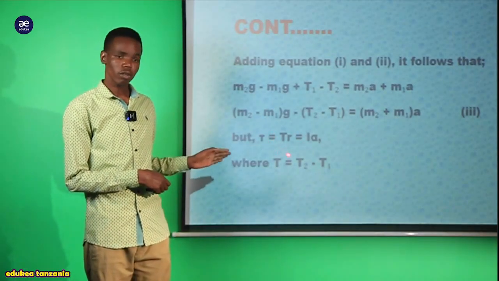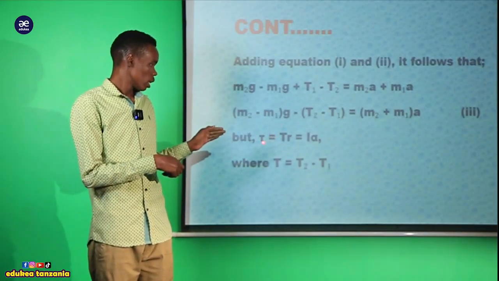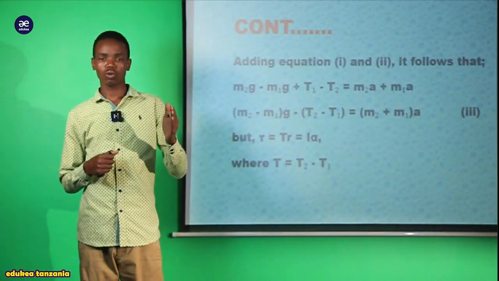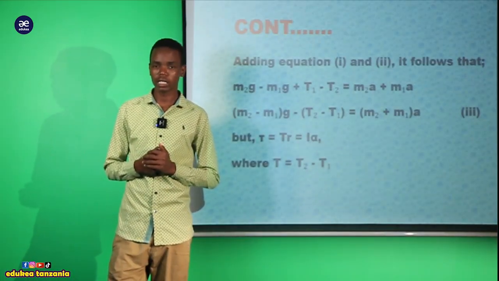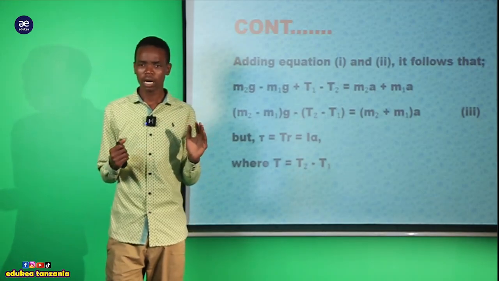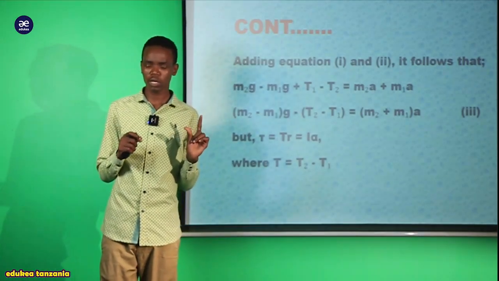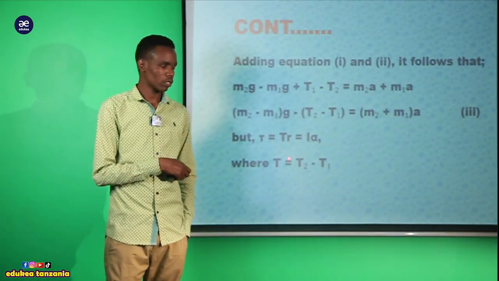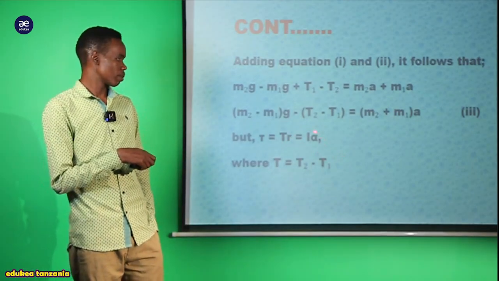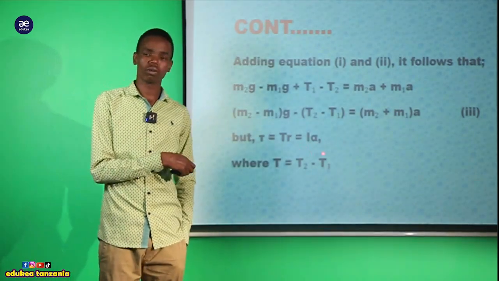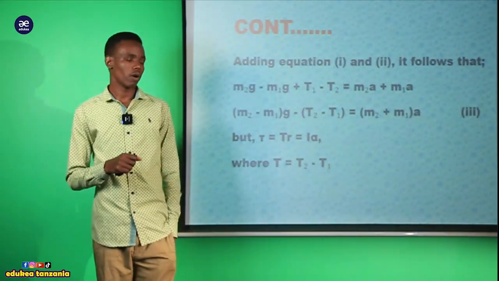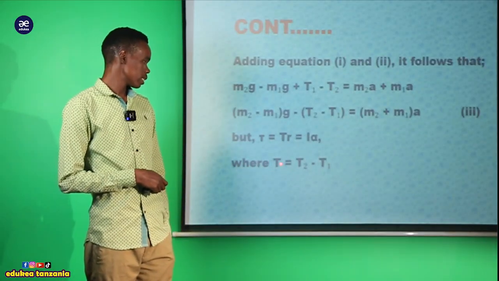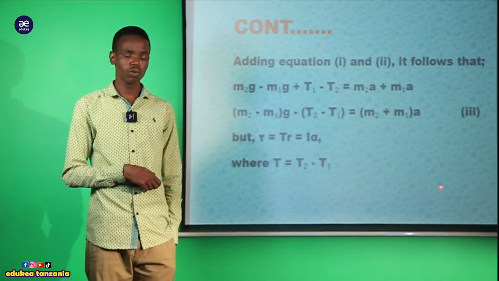But we know that torque must be equal to tension times distance. Kwa hiyo tuweze kumpata yule torque, tunachukua force times perpendicular distance. Lakini sasa let us imagine that instead of using the force, we were trying to use the tension for the wheel. Now we could say the torque must be equal to the tension times the perpendicular distance, or torque must be equal to the moment of inertia times the angular acceleration here. So where this tension must be equal to T2 minus T1.